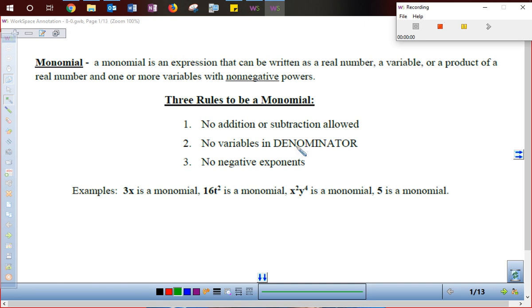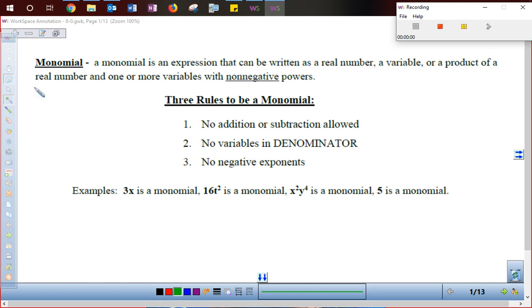Alright guys, today we're going to start talking about monomials and polynomials. So, first of all, we need to talk about what a monomial is. And a monomial is an expression, so there's no equal sign, that can be written as a real number, a variable number, or a product of a real number and one or more variables with non-negative powers.